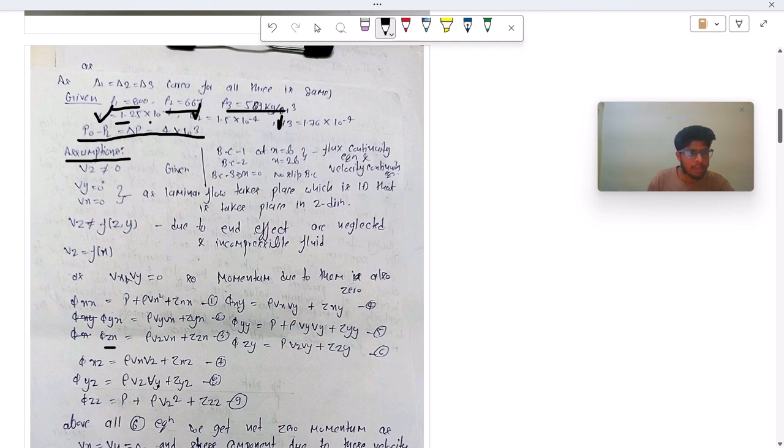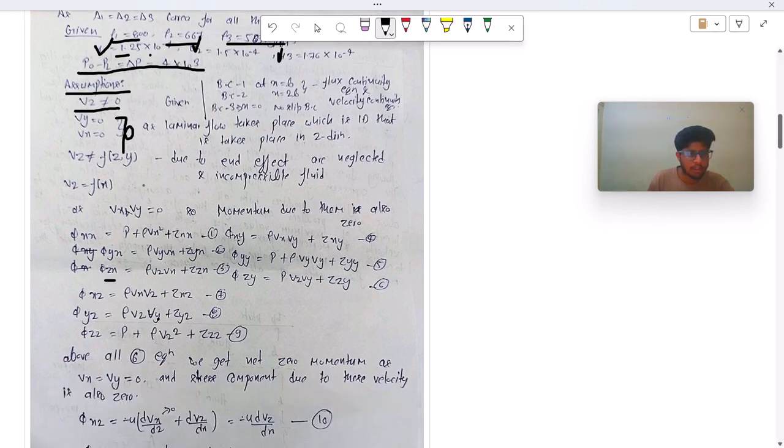As vz is not equal to 0, vy equals 0 and vx equals 0. These velocities need to be 0 as there is a 1D flow. The 1D flow takes place in the z direction, so the vx component and vy component must be 0. And vz is not a function of z and y, as we neglect the end effects and the fluid is incompressible. So there is no variation of the velocity in the z direction and y direction. There is a variation in the x direction. vz is a function of x.